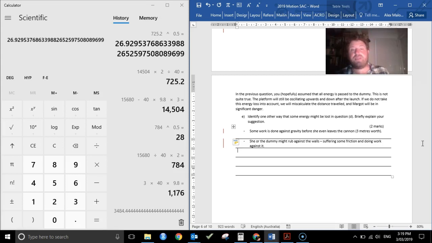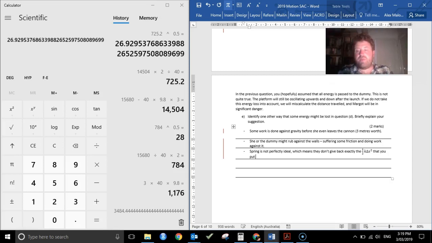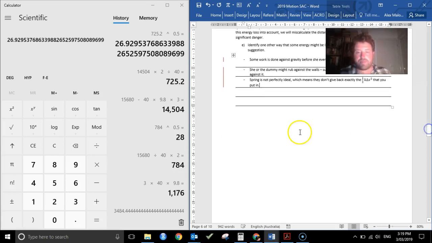Basically, if Margot or the dummy is doing some work on something, then they're not going to be going as fast as this. The other thing you might want to say is that the spring is not perfectly ideal. Real springs don't give back exactly the half k delta x squared that you put in. Remember, that was how much potential energy we gave the spring. When we let it decompress, it doesn't necessarily give us that perfect amount back. It's not an ideal spring. But there's lots of different things that you could say there, and as long as you explain them and explain how they would leave her with less energy than she might otherwise have, you're going to get the marks. Okay.